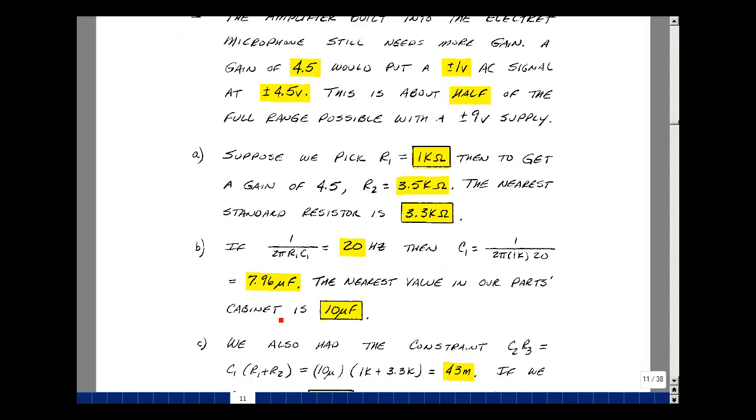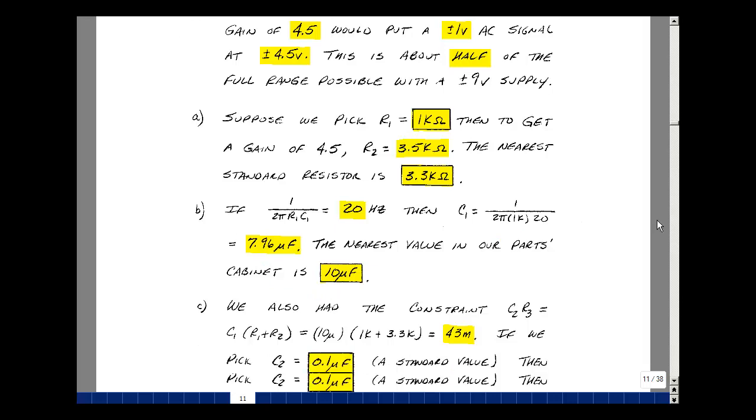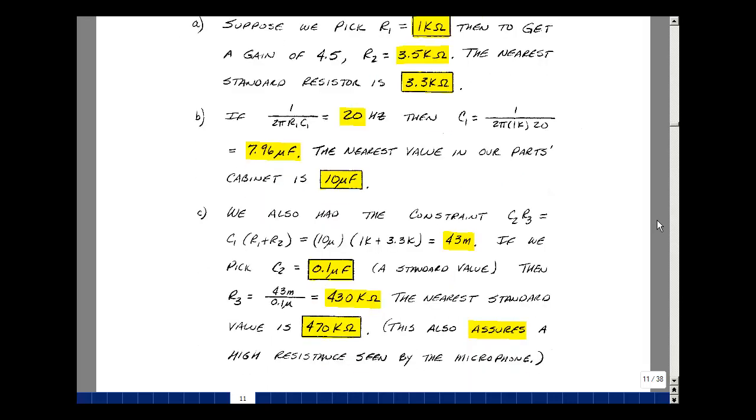Our nearest value in the parts cabinet is about 10 microfarads. We also have a constraint on the product of C2R3 with C1 times R1 plus R2. This is really a pole zero cancellation. Now we picked C1 to be 10 microfarads, R1 is 1k, and R2 is 3.3k, so that product is 43 times 10 to the minus 3.